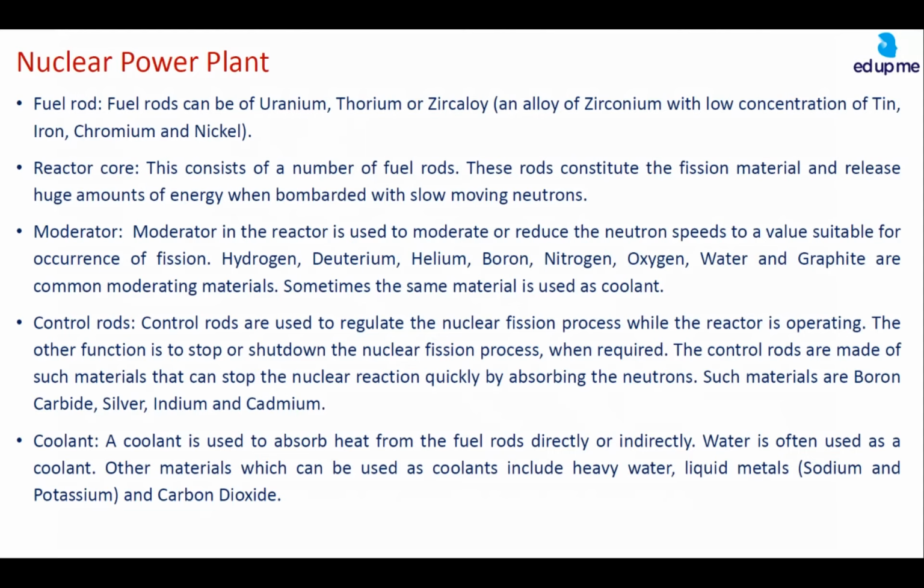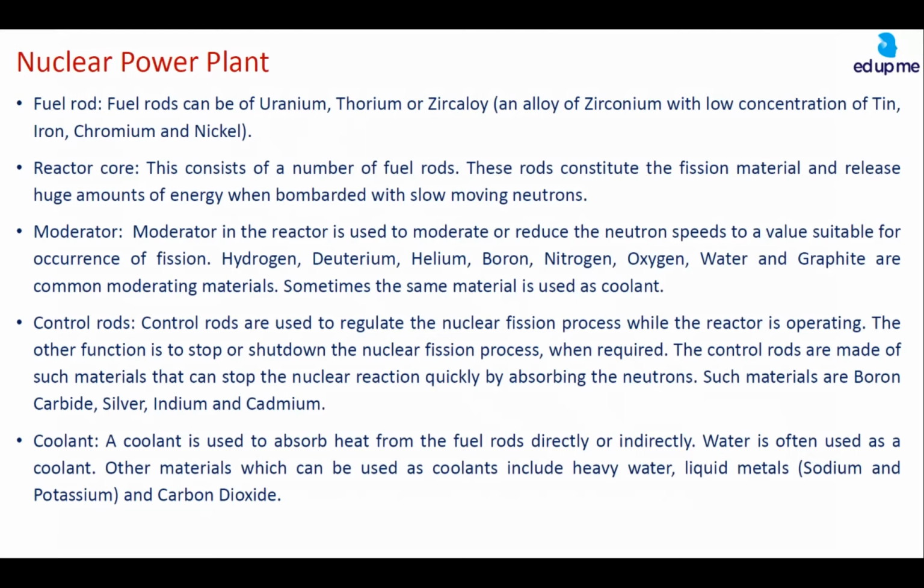A neutron is bombarded on this fissile material, and the nuclear fission will generate a very large amount of heat. Whatever is done in the nuclear bomb, that is done here in a controlled way, so that we have to control the fission process. For controlling, we use the moderator and control rod.